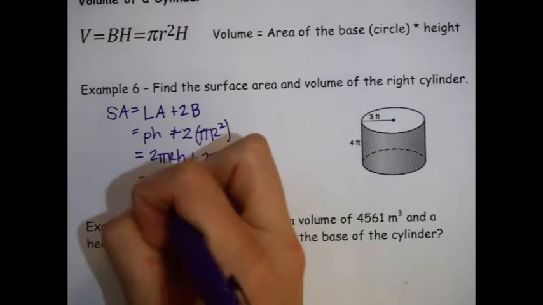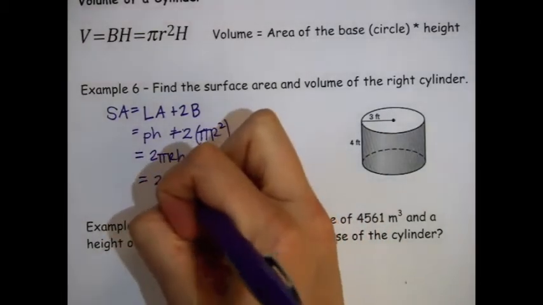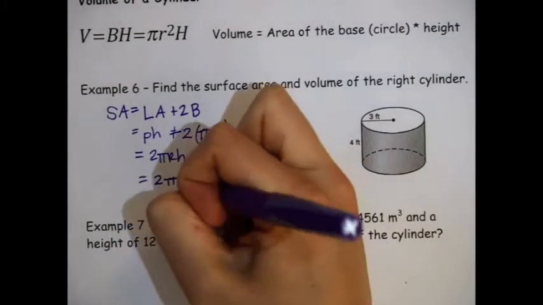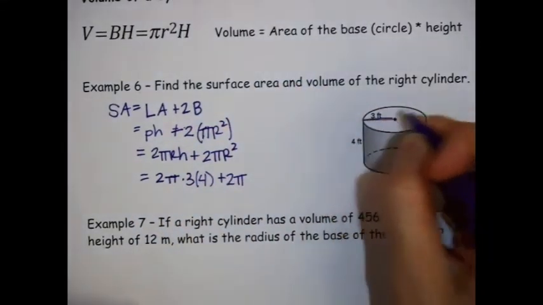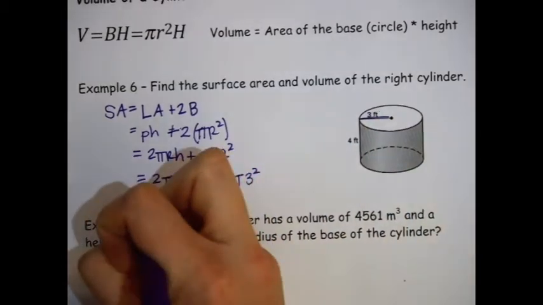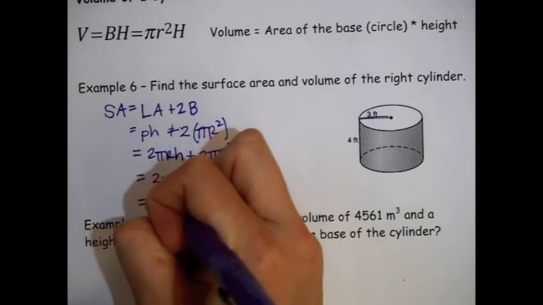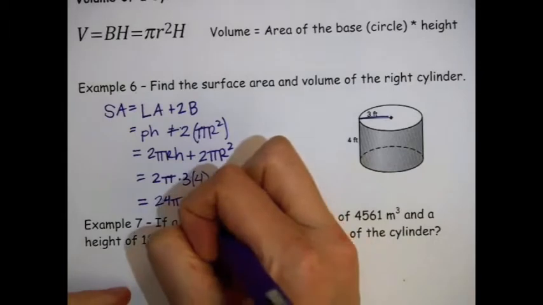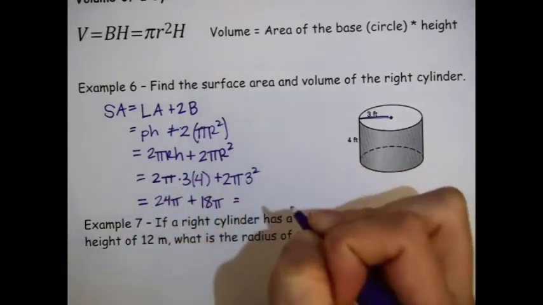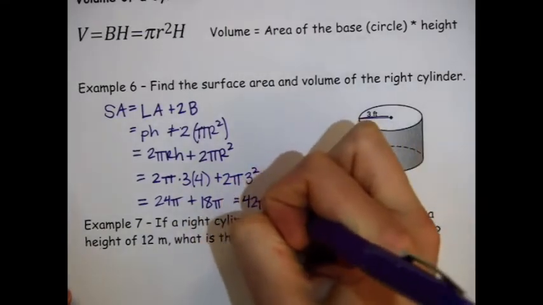Now I'm going to plug in everything I know. So 2 pi times my radius, which is 3, times my overall height, which is 4, plus 2 pi, my radius again is 3 squared. So 3 times 4 is 12, times 2 is 24. 3 squared is 9, times 2 is 18. So 24 plus 18 will give me 42 pi, and then my units are feet squared.